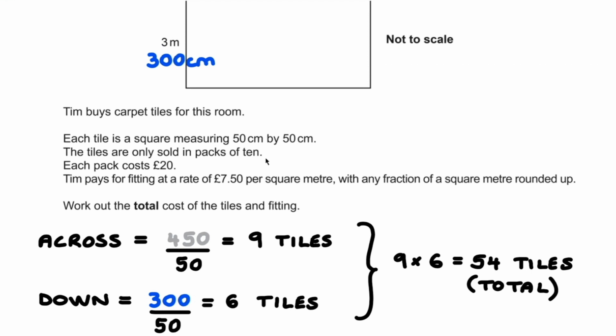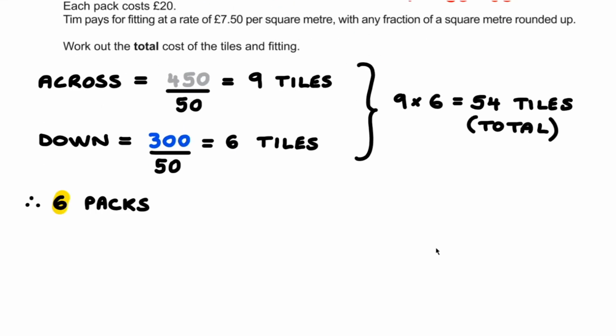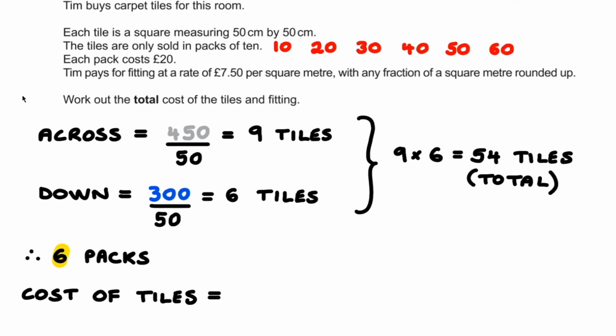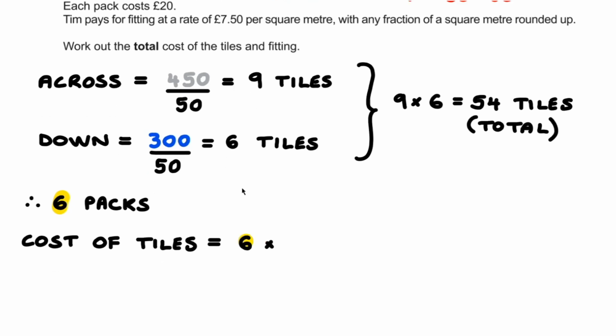Now if tiles come in packs of 10, we've got the first pack 10, second pack 20, third pack 30, fourth pack 40 tiles, fifth pack 50 tiles, and sixth pack 60 tiles. We've got 54 tiles, so what we need then is 6 packs. So we require 6 packs. Therefore we can work out the cost of the tiles. We know that each pack costs £20, so we've got 6 times 20, which is 120.